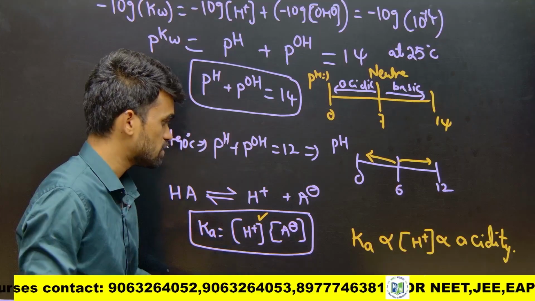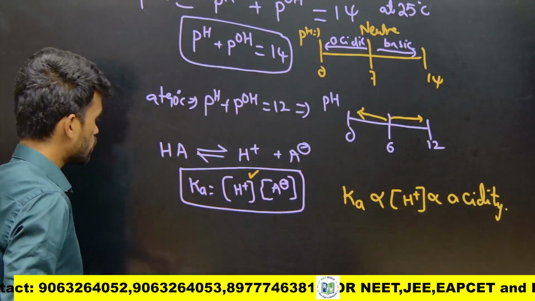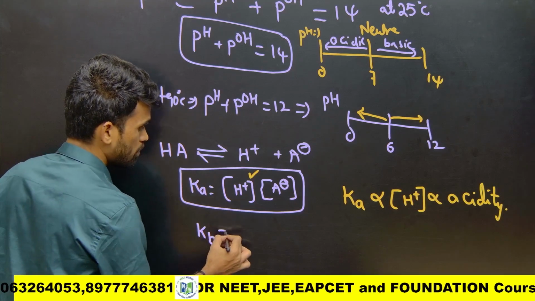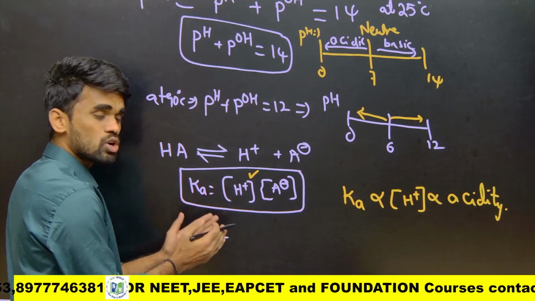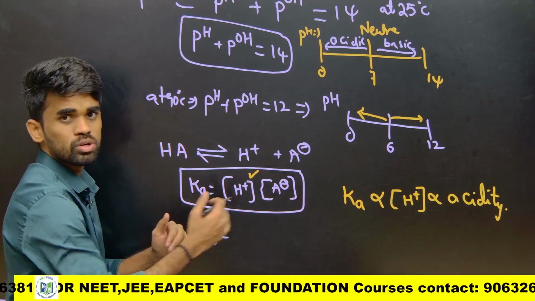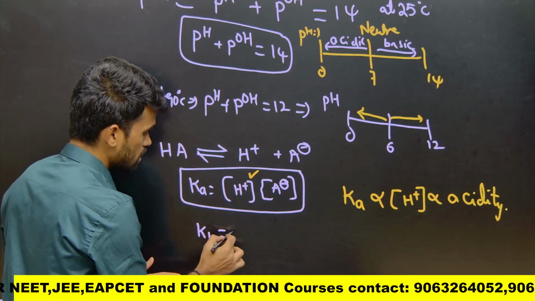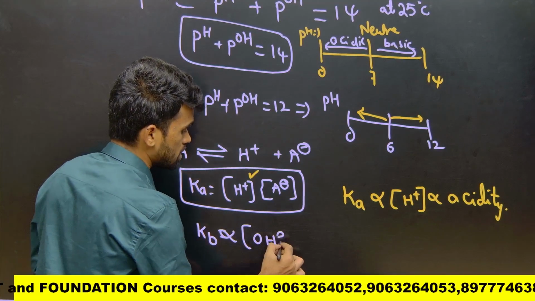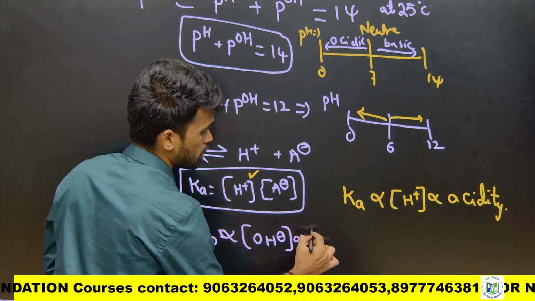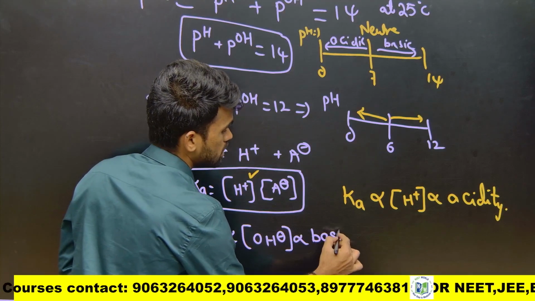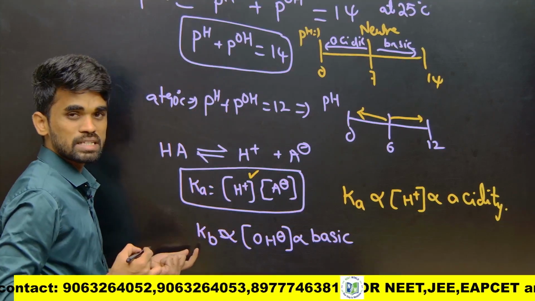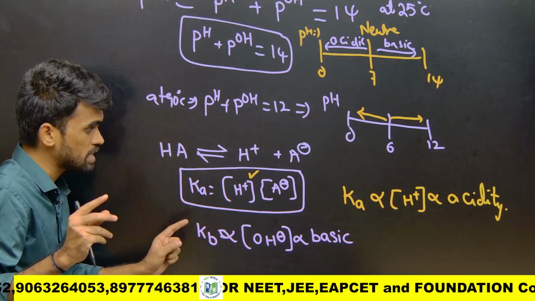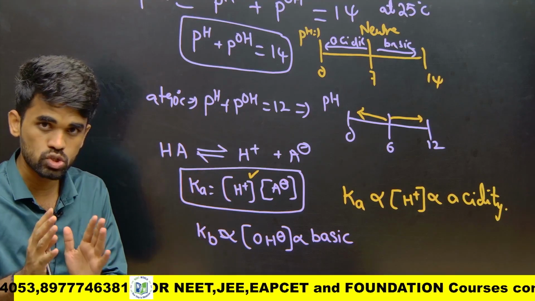Now let us discuss a few more things. Similarly for bases, we have Kb. So Kb equals the concentration of OH minus ion times the concentration of the cation, divided by the concentration of the base. From that, what can we get? Kb is directly proportional to the concentration of OH minus ion, which is nothing but directly proportional to its basic nature. The greater its basic nature, the greater will be its Kb value, and the concentration of OH minus is also very high. Hope these relations are also understood clearly, right?